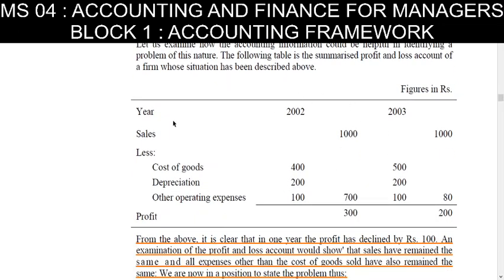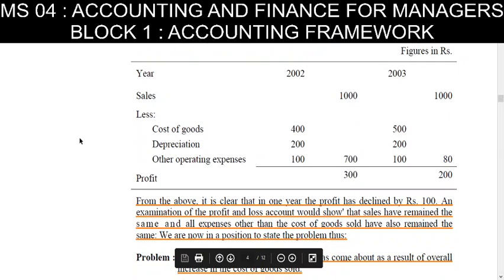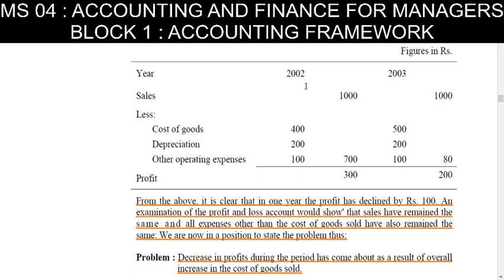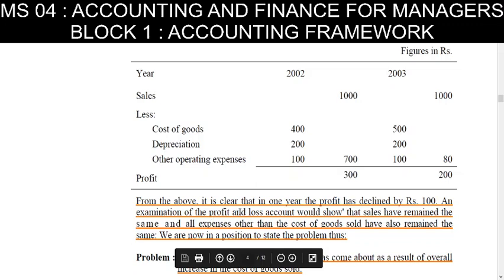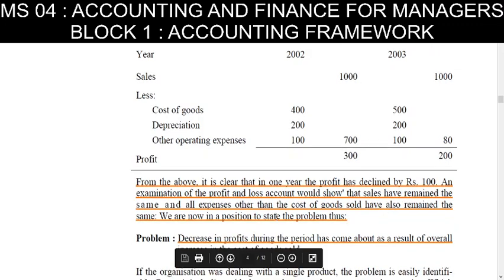Here is a summary of the profit and loss account of some hypothetical firm. There is this data. In the year 2002, this is the sales figure, this is the total expenses figure. The same thing is given for the year 2003 also. From the above, it is clear that in one year, the profit has declined by 100 rupees. In the year 2002, profit was 300, and in the year 2003, profit reduced to 200, which means it declined by rupees 100. An examination of the profit and loss account would show that sales have remained the same and all expenses also remained the same except the cost of goods.